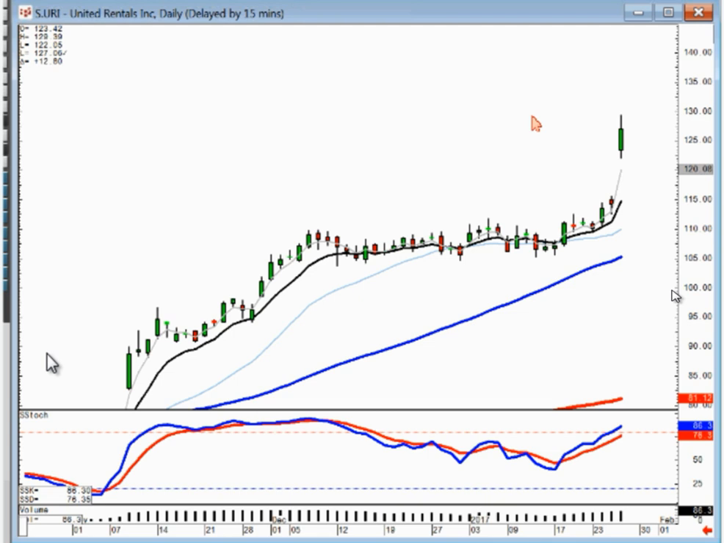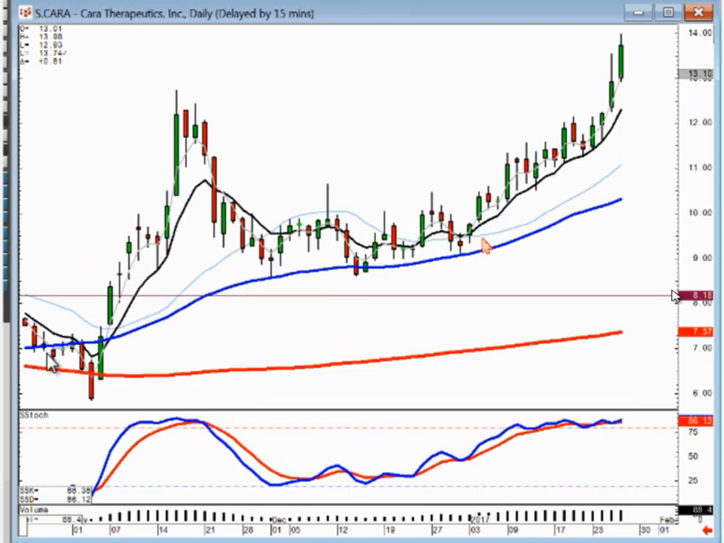Oh, and what else do I want to show? Cara. We got some people that are in Cara. The big fry pan bottom. Where did it break out? Gapped up right here at the level that the fry pan bottom started. What's that tell us about this trend? Probably a lot more upside.